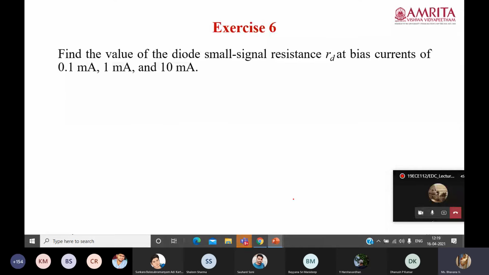Take down this one. Find the value of diode small signal resistance rd at bias currents of 0.1 milliampere, 1 milliampere and 10 milliampere. You need to find out rd. So what is the rd equation? nVT by ID. So for different values of ID, you have to find out the corresponding rd. Calculate and give me the answer.